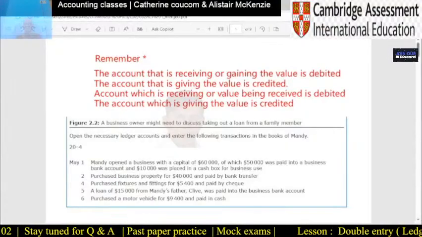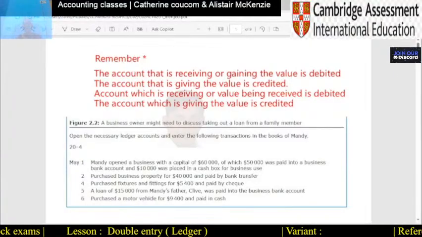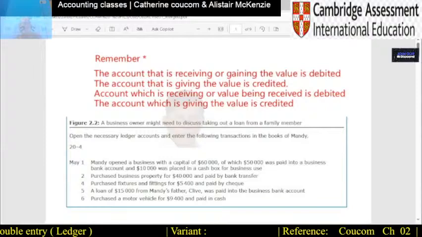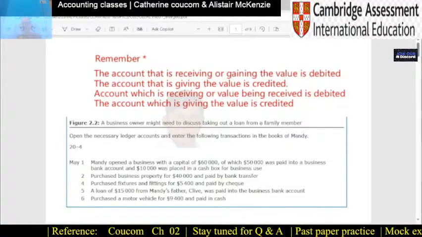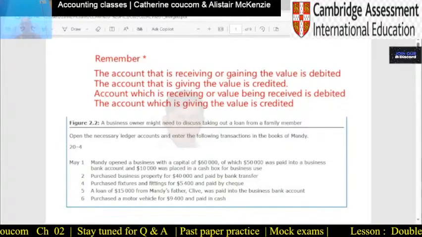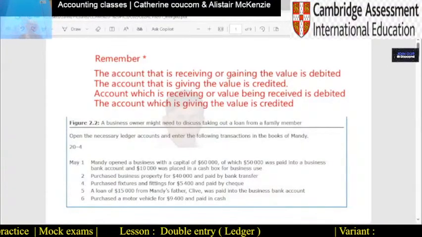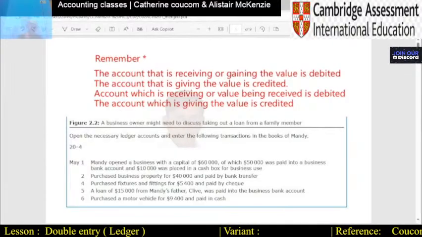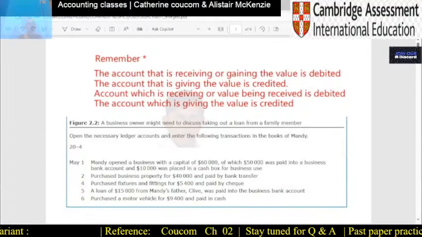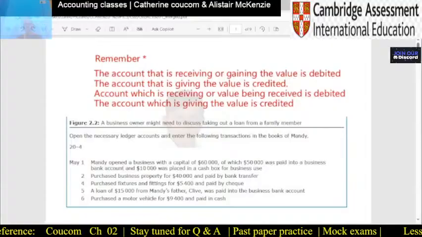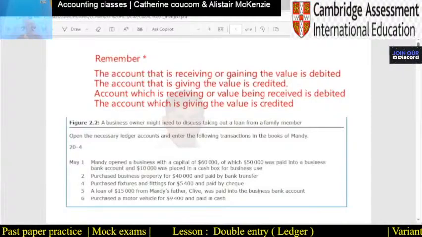So there is a question in activity 2.1, you can see this. Open the necessary ledger accounts and enter the following transactions in the books of Mandy. May 1, Mandy opened a business with a capital of $60,000, of which $50,000 was paid into the business bank account and $10,000 was placed in the cash box for business use. So that is the cash account.